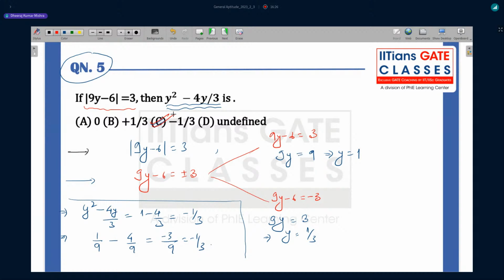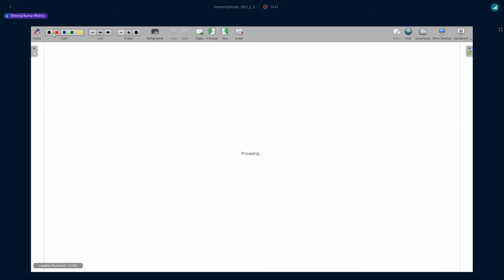So this question does not take more than 20 seconds. But many people get confused by this modulus function. I think in mathematics also, you cover mod of x, how to deal with mod of x. And you should know the plot as well, right?